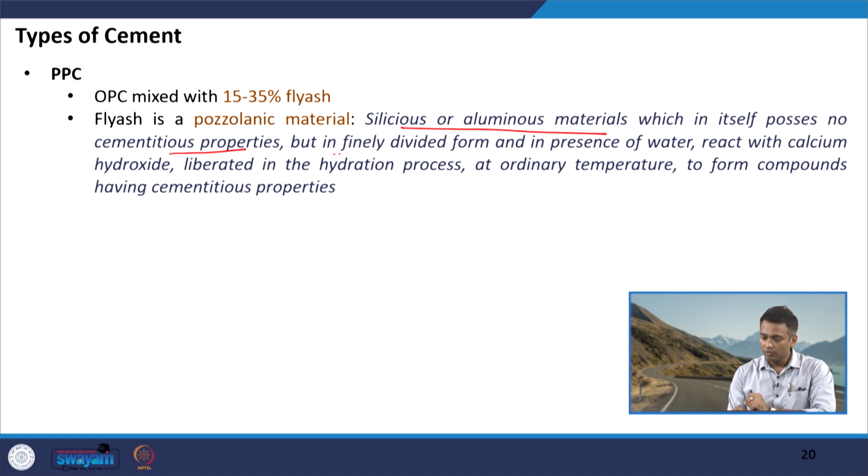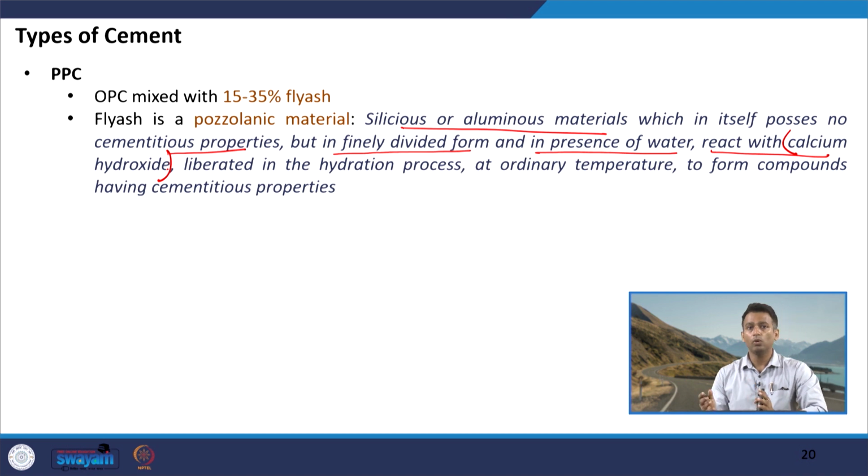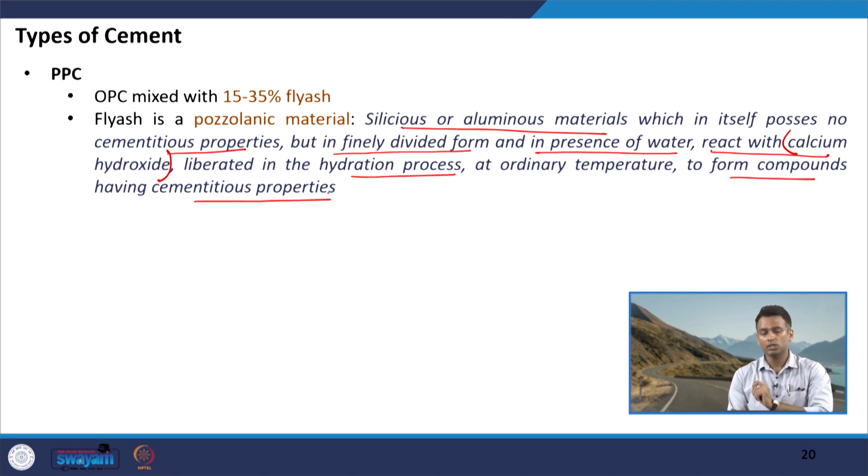But in finely divided form and in the presence of water, it can react with calcium hydroxide, which we already know. How do we get calcium hydroxide? It is liberated in the hydration process of ordinary Portland cement. And it forms compounds that have cementitious properties. So, how do we define a pozzolanic material?